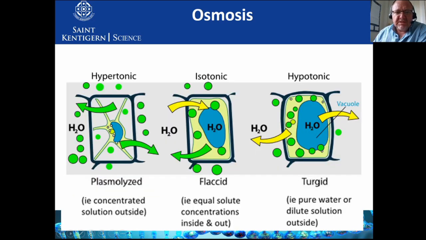When we look at plant cells, we did this the other day. Isotonic is where they are quite happy, the water is flowing in and out, in and out, in and out.